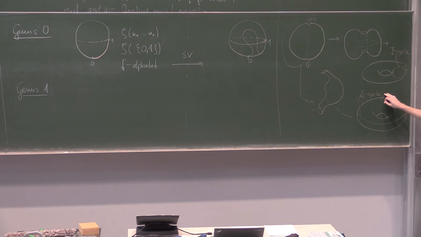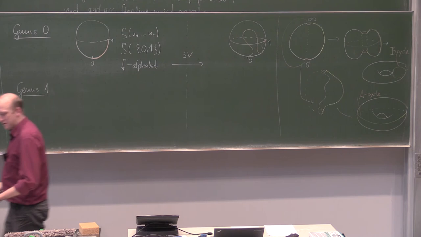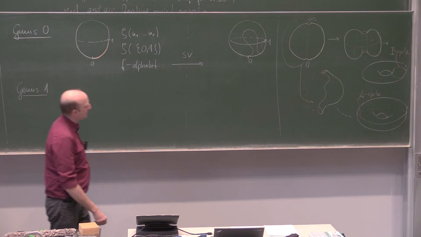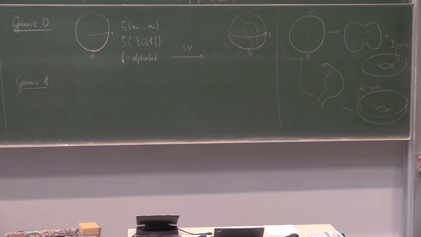Now, I should say, one has to be a little cautious here, because other people are using the notion of A cycle and B cycle differently. But they are related by a so-called modular transformation. And for the physics on this genus 1 surface, it doesn't make a difference whether you want to call it A cycle or B cycle. And that's just the notion I'm going to choose for what is going to follow.